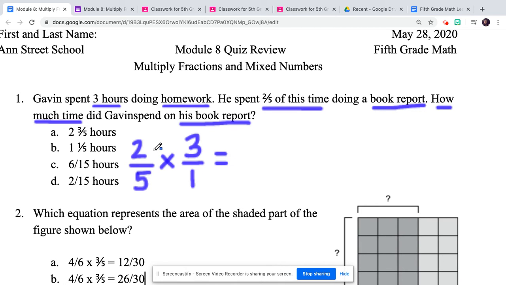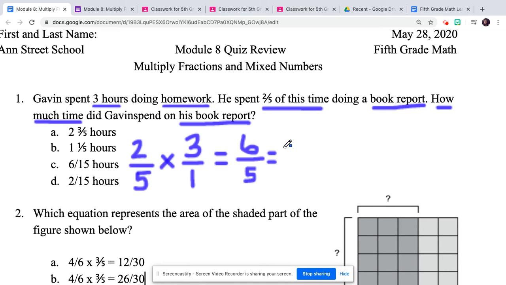So now I'm going to go ahead and multiply. 2 times 3 is 6. And 5 times 1 is 5. Now, you may be looking over here and saying, well, hey, my answer's not up there. You're right. It's not. What you're going to have to do is take this improper fraction. The reason this is an improper fraction is because the numerator 6 is greater than the denominator 5. So you're going to have to ask yourself, how many times does 5 go into 6?